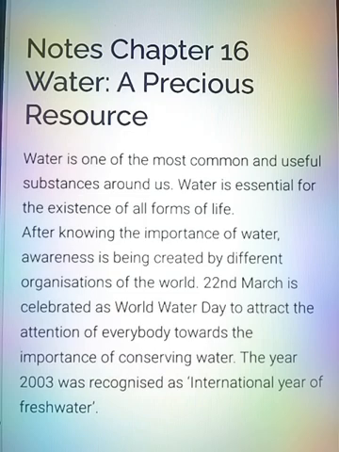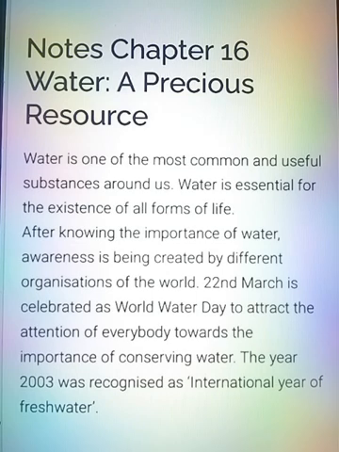Water is one of the most common and useful substances around us. Water is essential for the existence of all forms of life. After knowing the importance of water, awareness is being created by different organizations of the world. 22nd March is celebrated as World Water Day to attract the attention of everybody towards the importance of conserving water. The year 2003 was recognized as International Year of Fresh Water.